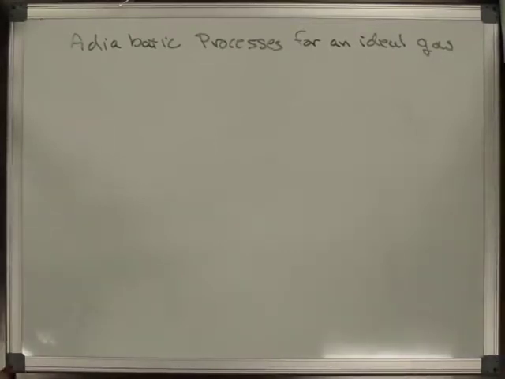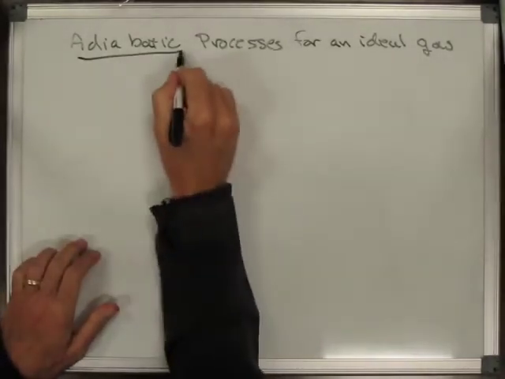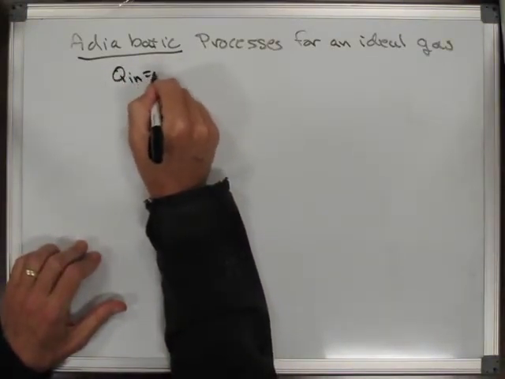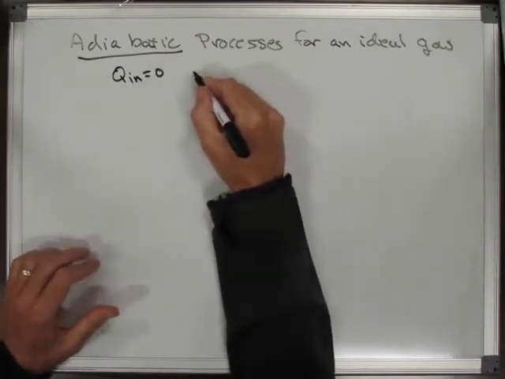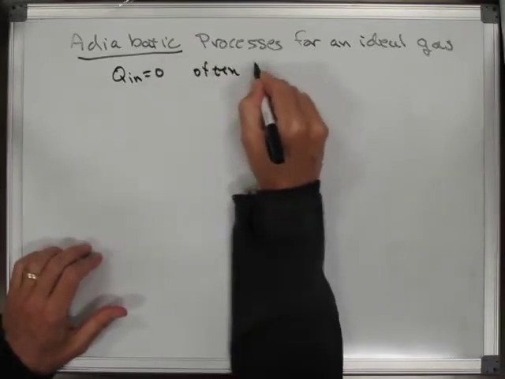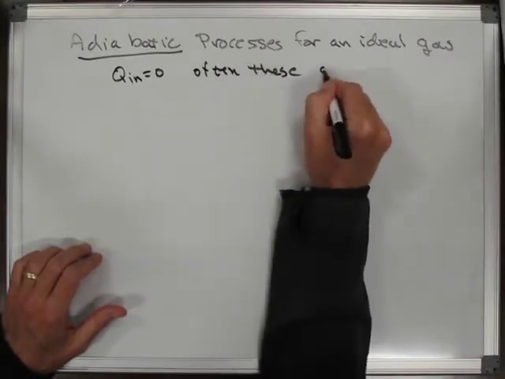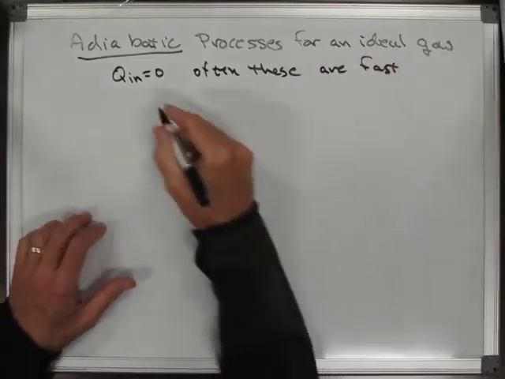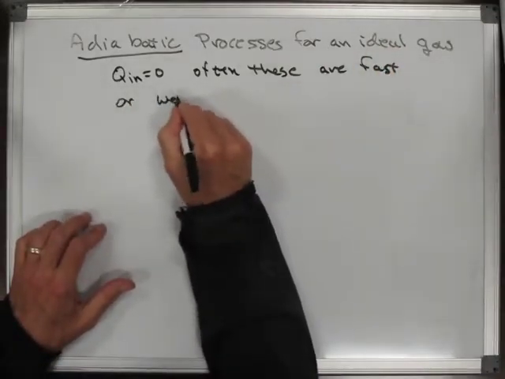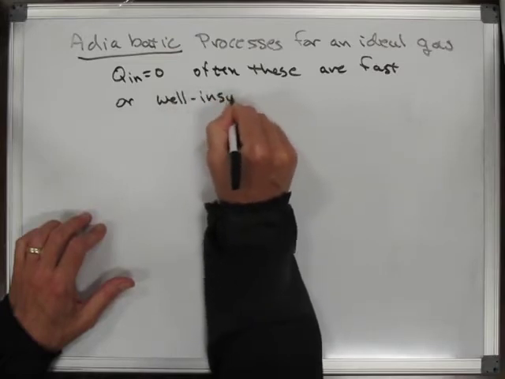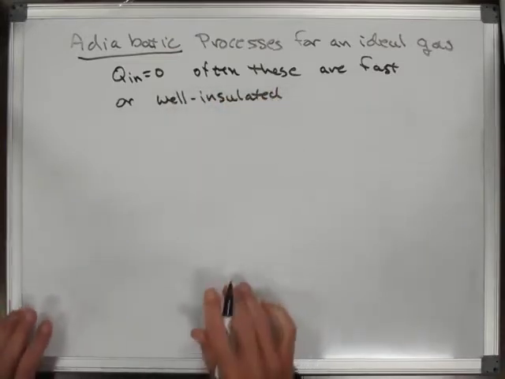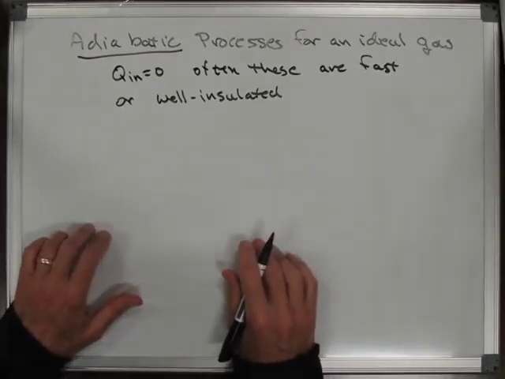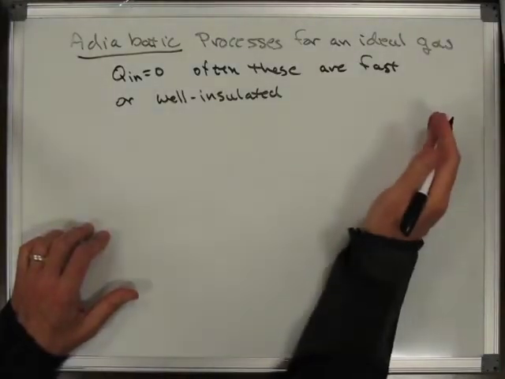So now we're going to look at another class of processes that we've mentioned a couple of times called adiabatic processes. Adiabatic processes are processes for which Qn equals 0. In other words, no heat added. Often these are fast processes. In other words, there just isn't time for heat to flow in and out, or they're well insulated. You can think of them either way, and sometimes it's more appropriate to think of them one way versus another. And so I'm just going to write down some equations for this.